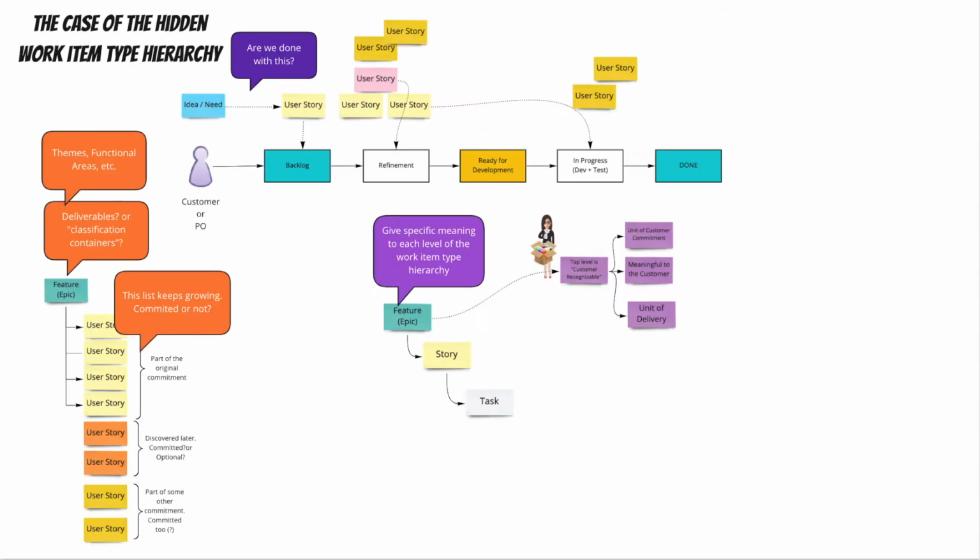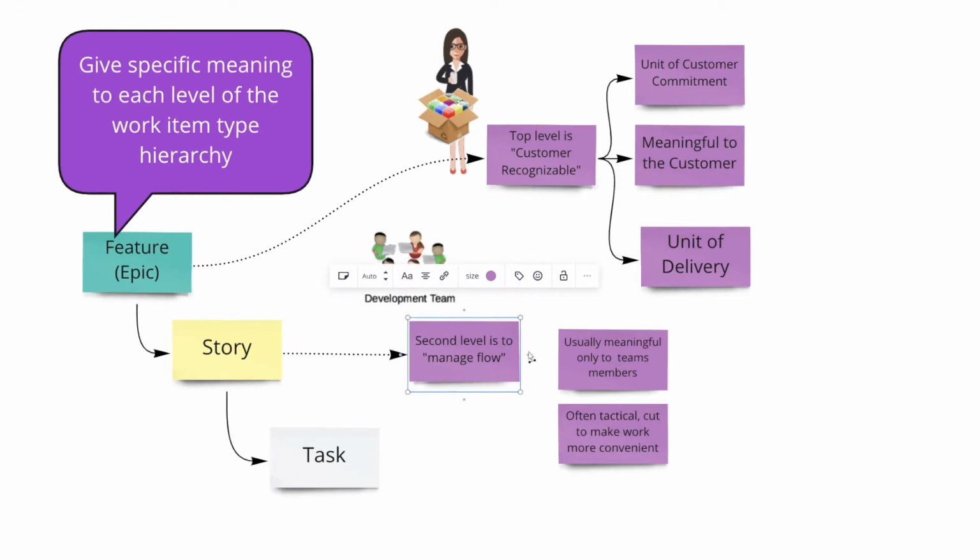level. Customer recognizable items are often on the bigger side of the spectrum. As a result, they will move more slowly across your workflow, which will make managing flow more difficult. So then you can agree to use the second level of the hierarchies for the purpose of managing flow, decomposing these top level items into more smaller granular pieces. These smaller pieces are often not recognizable to customers, and instead they have a more tactical nature to make work more convenient or manageable from the perspective of the delivery team.